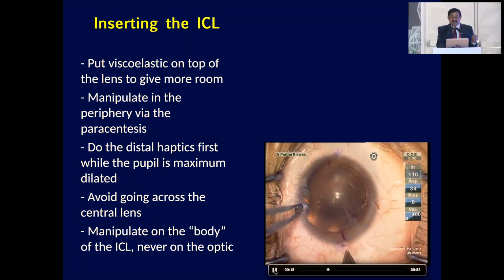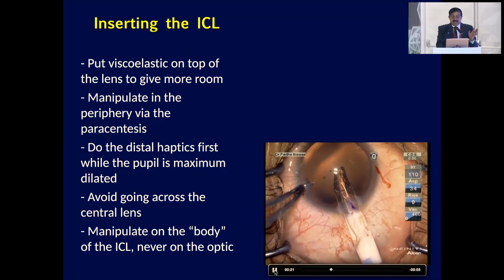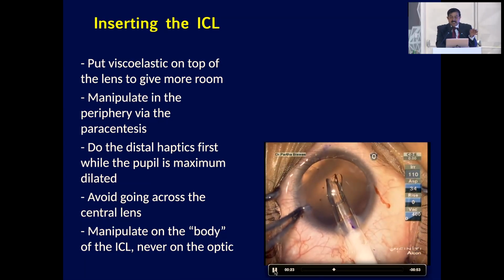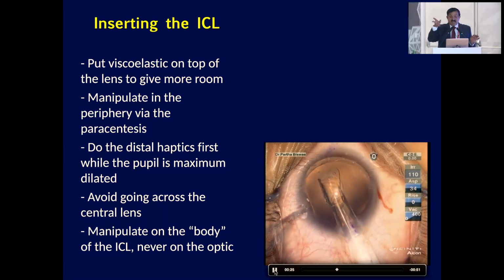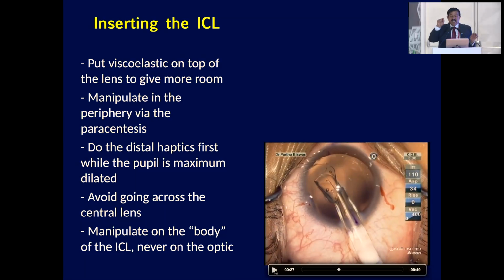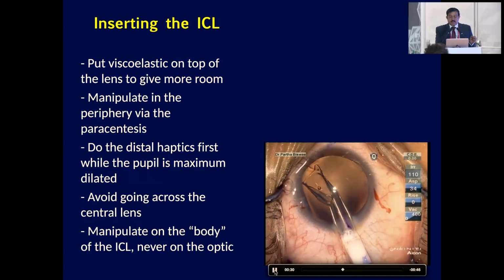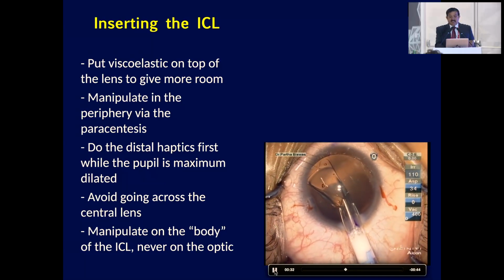For beginners, I would definitely say 3.2 is the desired one. And here again, it is very important to see the ICL when it is coming out, and you have to atraumatically hold the side port very well. You can see that it is folding with the hole on the right. So forward and right, that's how it should unfold. And once it unfolds the right way, then it just gently slips in.